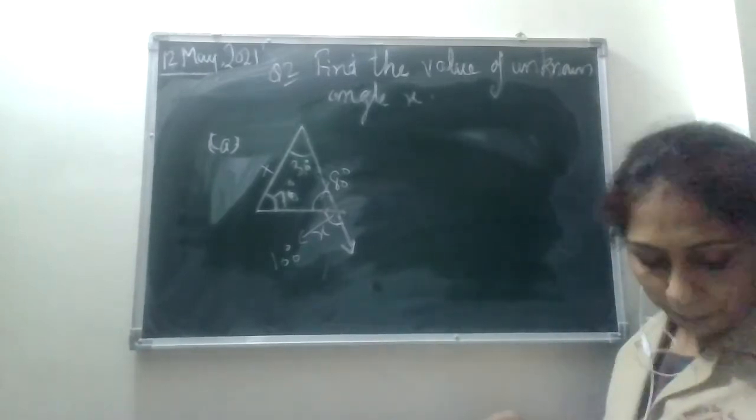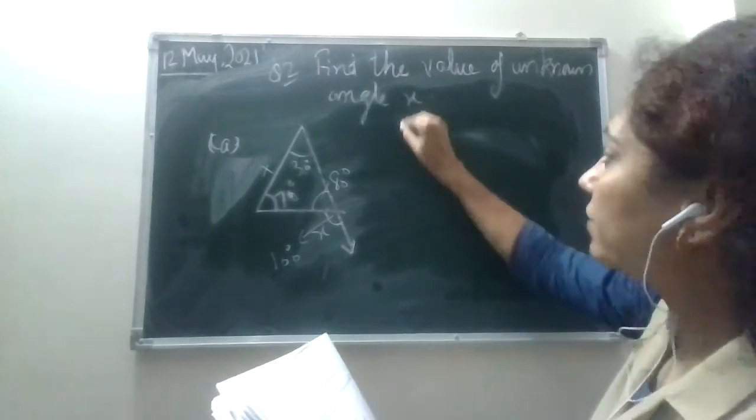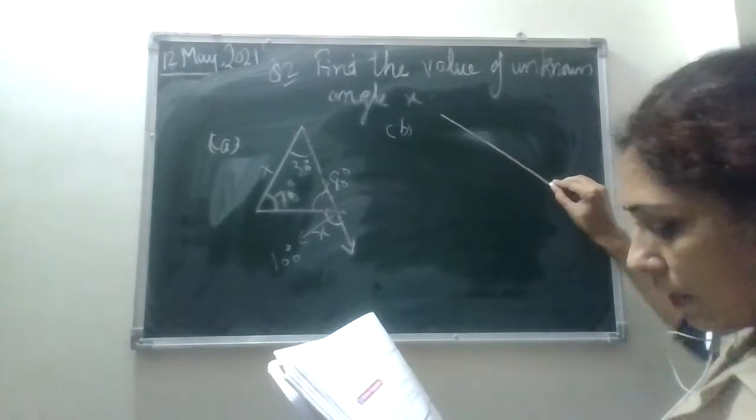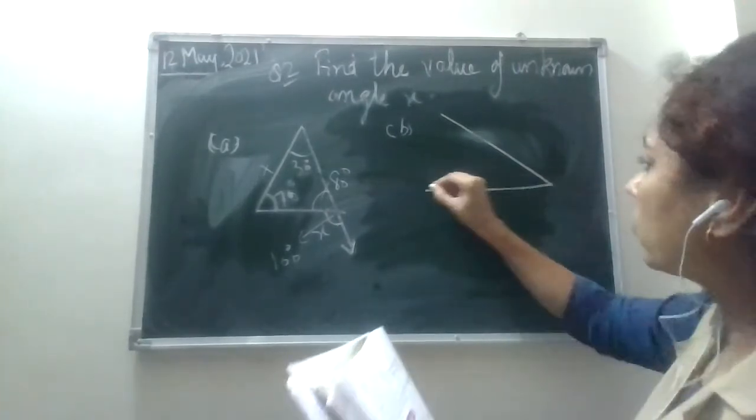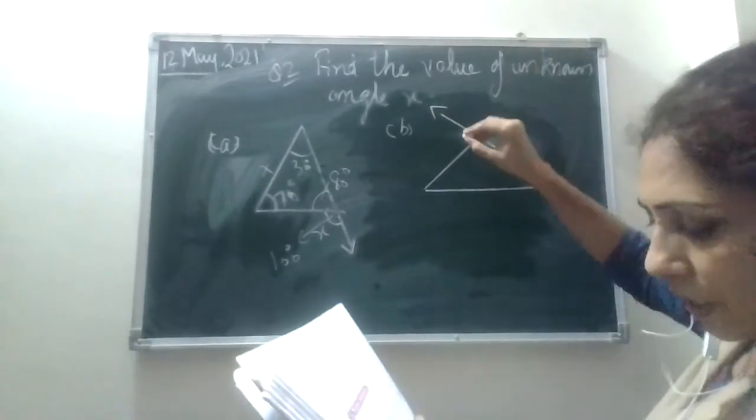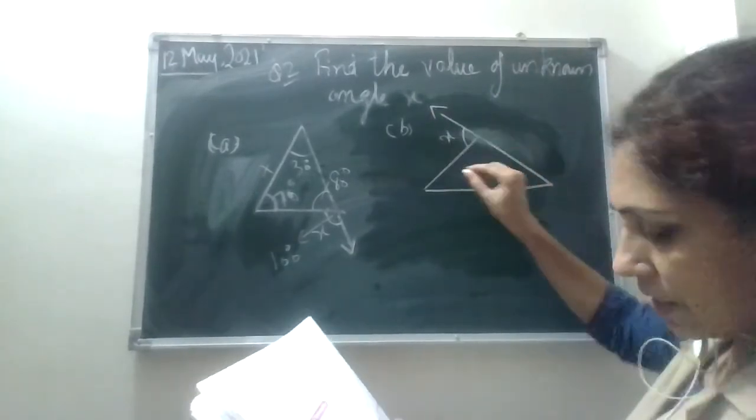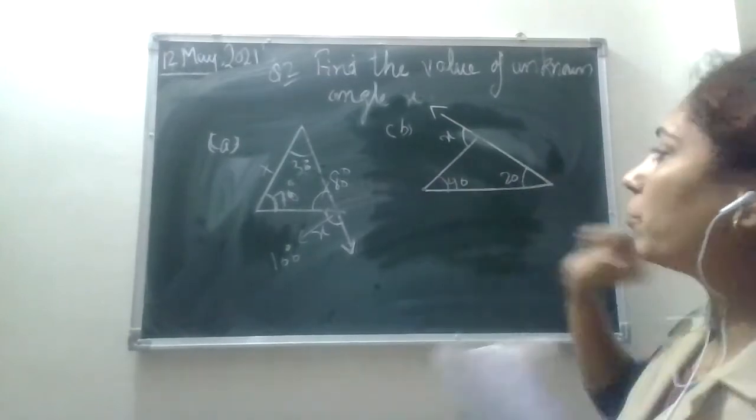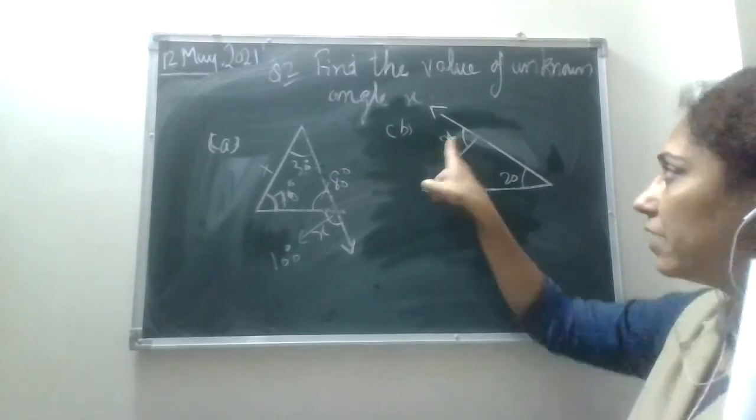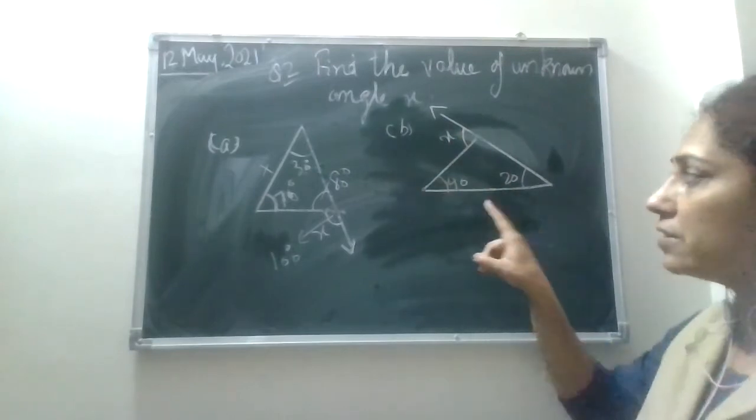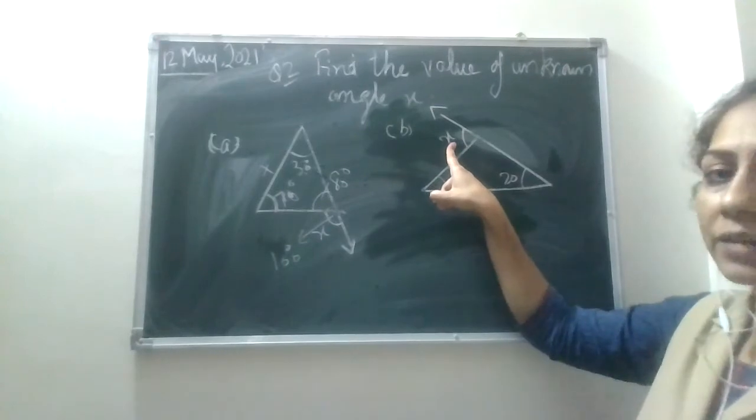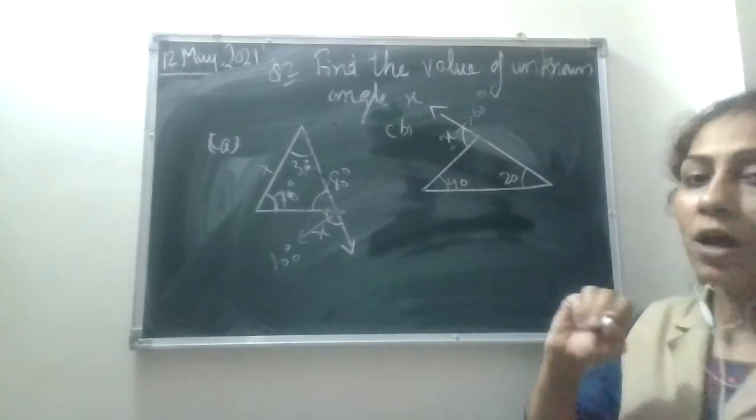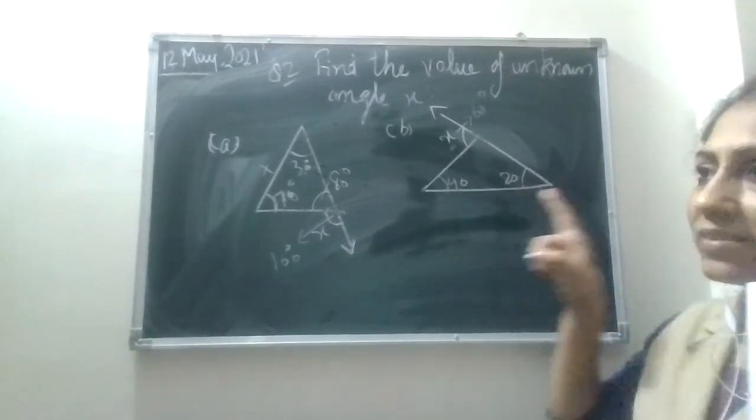Coming on to the B part of this question. Straight away we will do the B part. Now, this is a triangle which they have given. I'm making an arrow, and this is x, and this is 40, and this is 20. With the help of your last property, which I told you, the exterior angle is equal to the sum of two opposite interior angles, you can straight away write the result. That is 40 plus 20 is 60. x is 60.